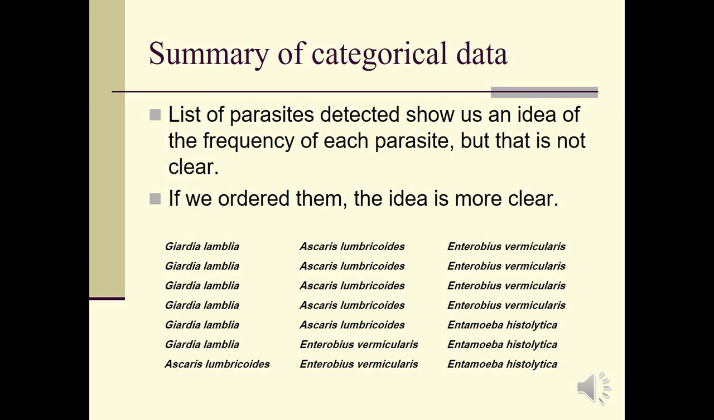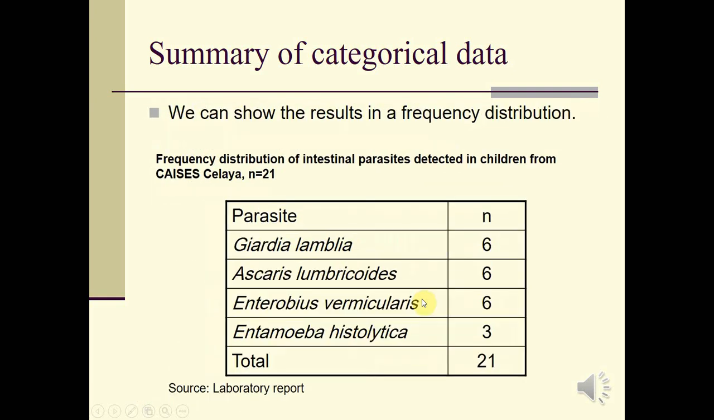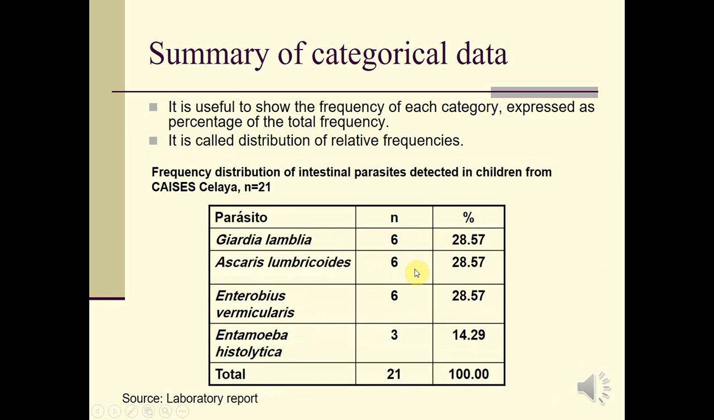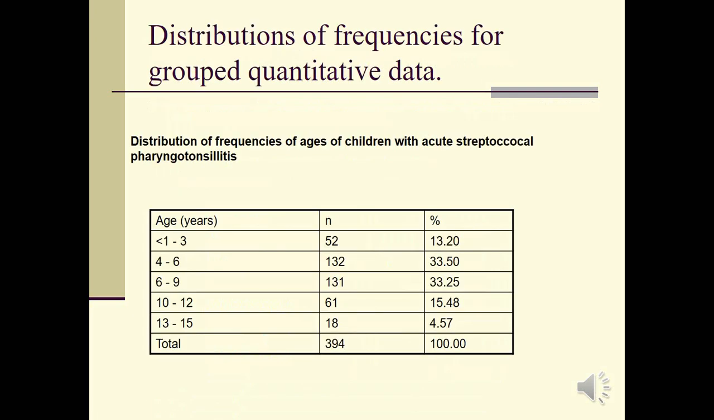Summary of categorical data. A list of parasites detected shows us an idea of the frequency of each parasite, but that is not clear. If we order them, the idea is more clear. Here, we ordered the parasites by their names. But if we put them with names and frequency of each parasite, it will be more clear. And if we put the parasite, its number, and its percent, it will be a better representation.